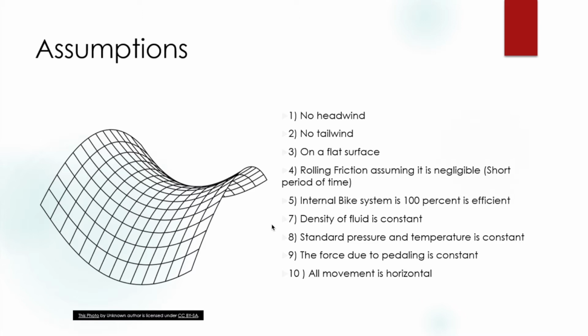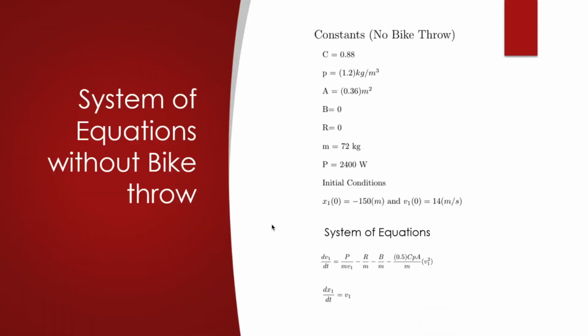Then we would have the density of the fluid be constant. Now the fluid in this case is the atmosphere that the cyclist is in. Then we would have the standard pressure and the temperature of that atmosphere be constant. The force of the pedaling would be constant, and lastly, all the movement would be horizontal.